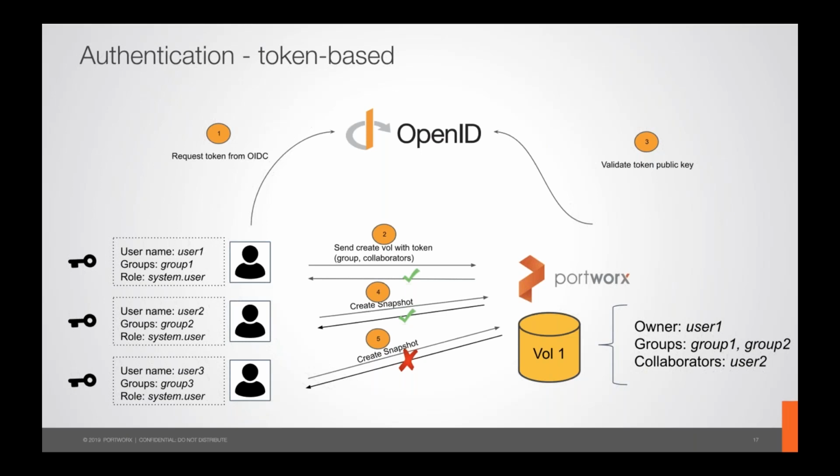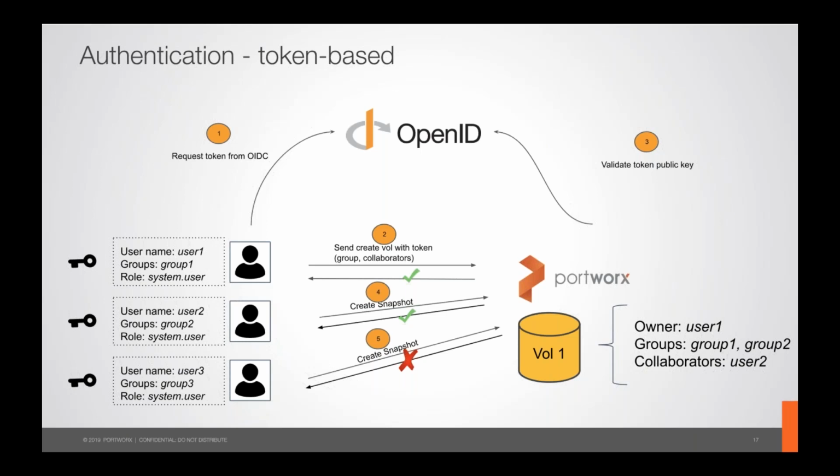And as you can see in the example here, the user has established himself as the owner, he's established the groups that he belongs to, and also has started collaboration with user 2. When user 2 comes on board and wants to create a snapshot, he also processes his own token to identify himself with the system. After Portworx has validated the public key and understands the role of the user in the system and whether he has the access right API, the user is granted the privilege to create a snapshot.